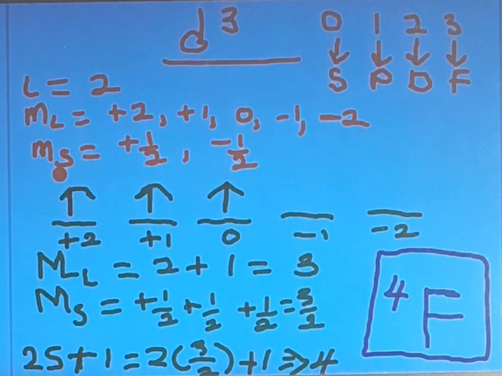Then D3, the D orbital has 3 electrons. So considering the spin quantum number, it means that each electron can spin either upwards, which is designated as plus half, or it can also spin downwards, which is represented as negative half. So after writing down the angular orbital quantum number, the magnetic quantum number and the spin quantum number, we now write down the orbitals and then fill them with the electrons.